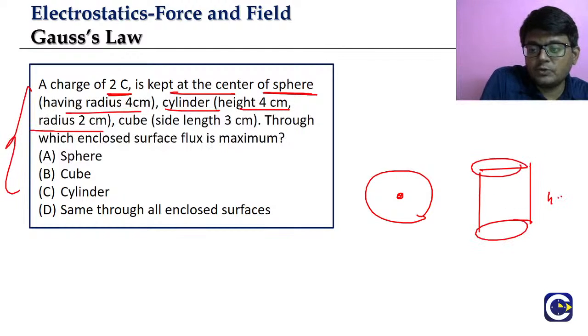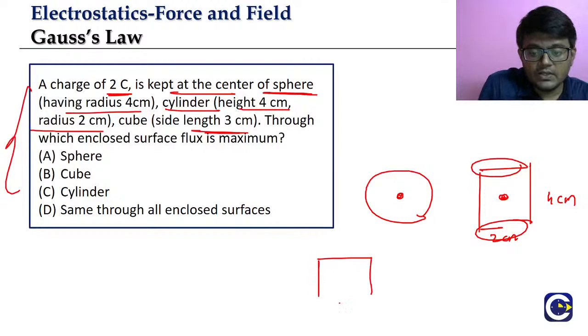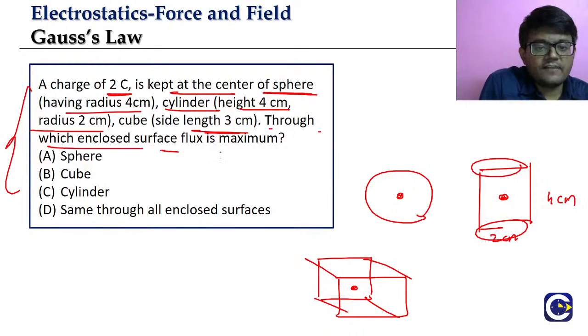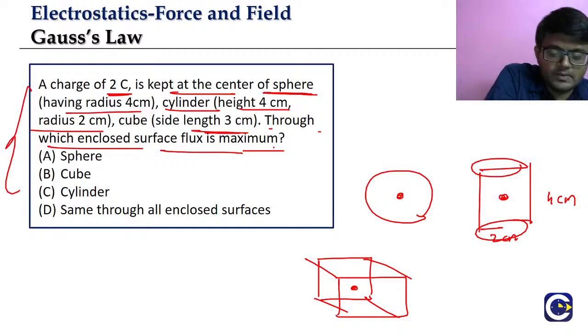The cylinder's height is 4 cm, radius 2 cm, and the charge is at the cylinder's center. Similarly, the cube's side length is 3 cm, and the charge is at the cube's center. So these are the 3 situations through which the enclosed surface flux will be maximum.